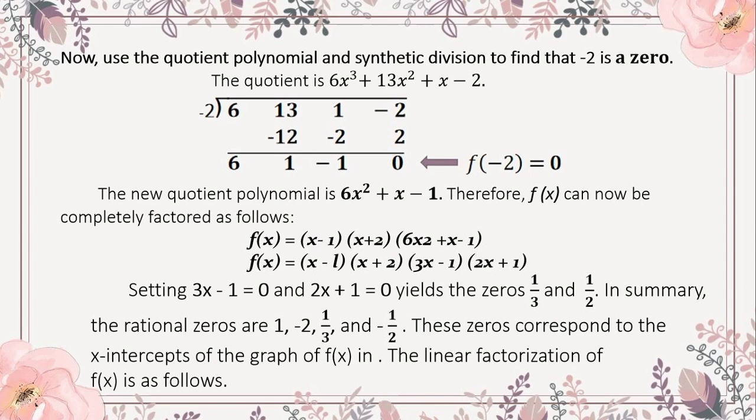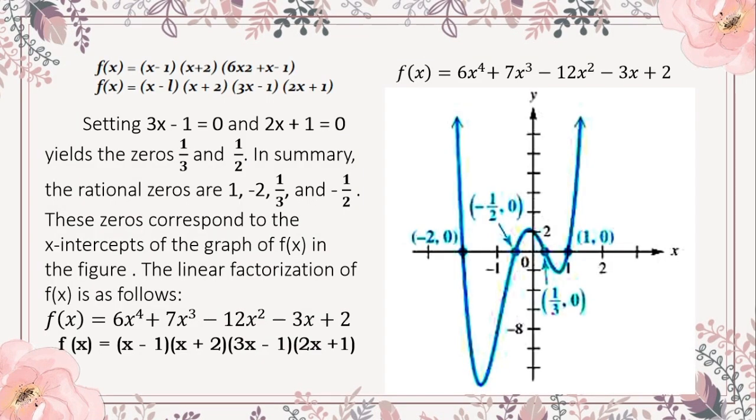So these zeros correspond to the x-intercepts of the graph of f of x, which we can see in this figure. The linear factorization of f of x is as follows. So, we have here our linear factorization of f of x, which is f of x is equal to the quantity of x minus 1 times x plus 2 times 3x minus 1 times 2x plus 1.